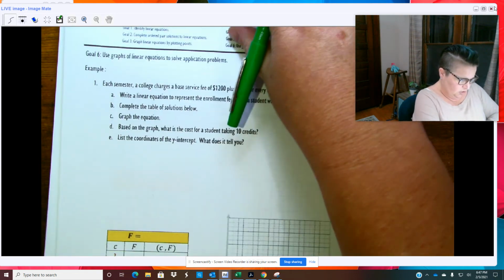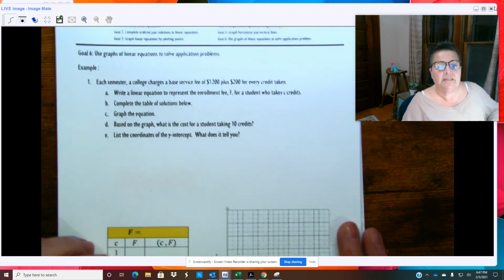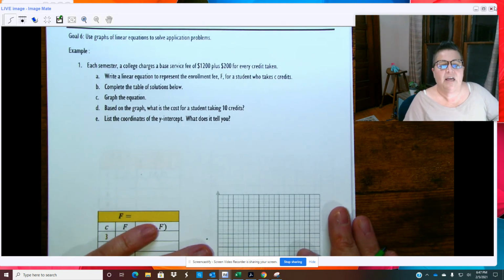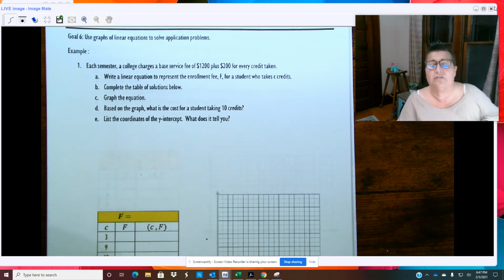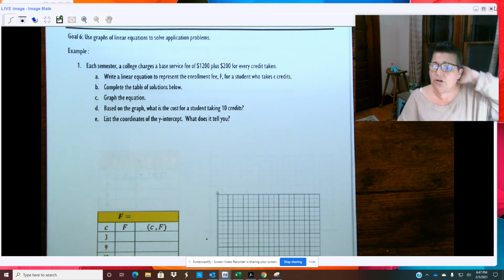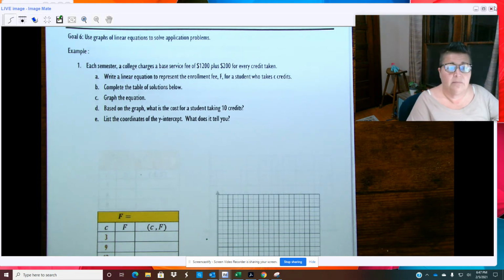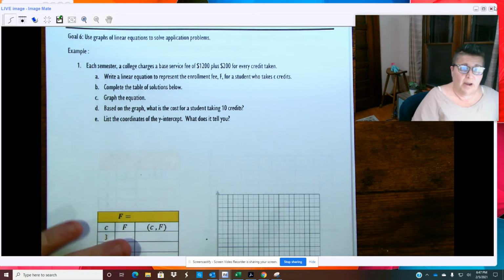All right, so let's look at this. Each semester, the college charges a base service fee of $1,200 plus $200 for every credit that you take. We want to write a linear equation that represents the enrollment fee F for a student who takes C number of credits. We're going to complete the table of solutions and graph it. Then we're going to answer some questions based on the graph.